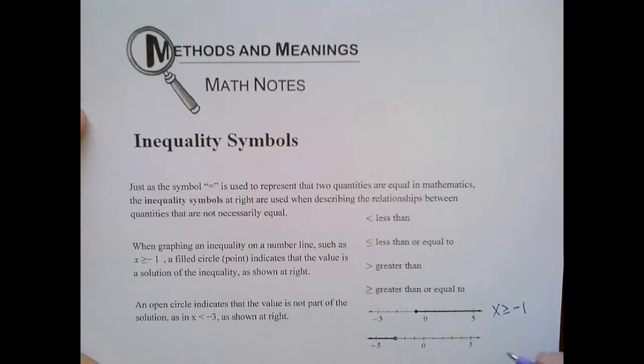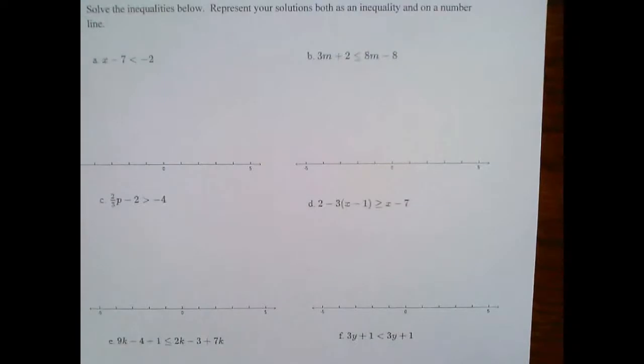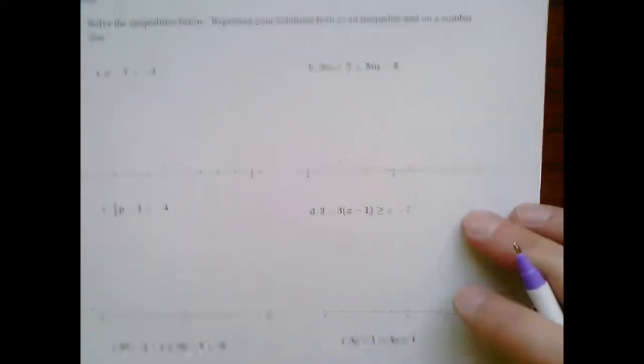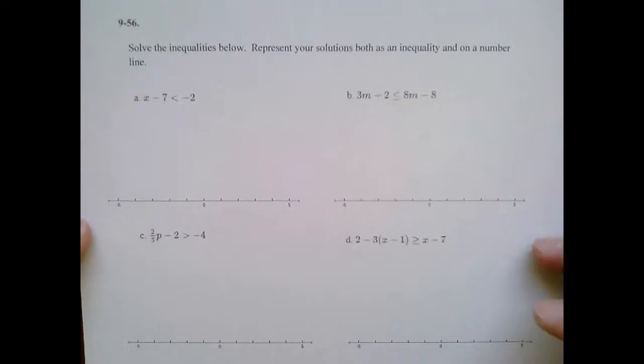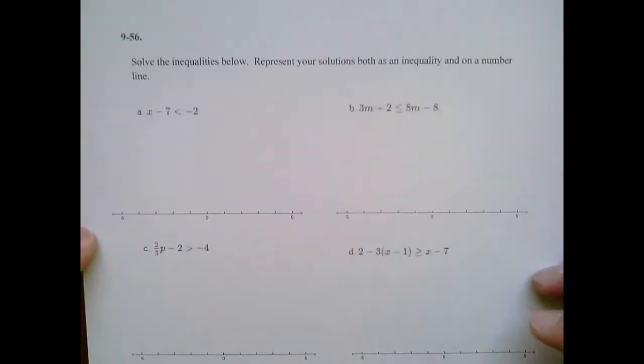Here we have x is less than -3. Notice on -3 there's an open circle, and we shade it to the left. Those are all the values that are less than -3, but not including -3. Okay, so there's a quick math note. The last thing we've got to do is to solve some of these inequalities and then to graph them on a number line. So can we combine our skills and put it all together, guys, in 9-56?